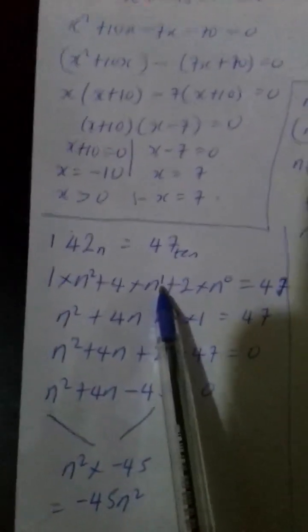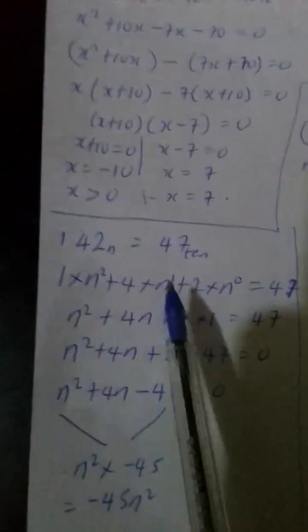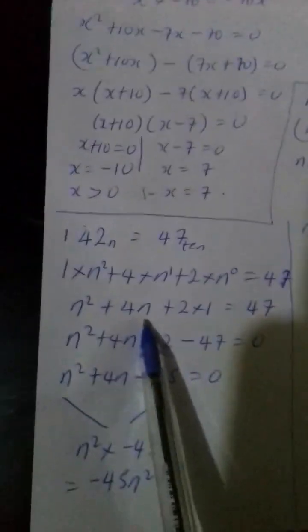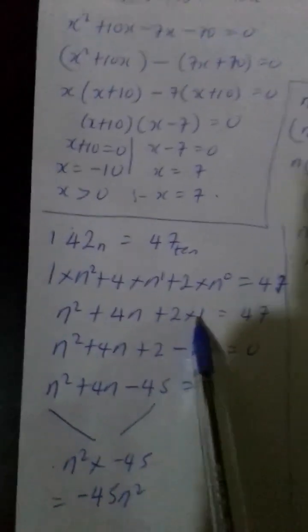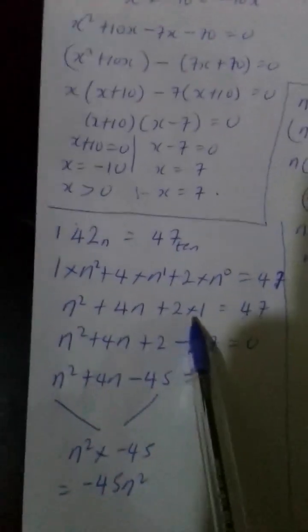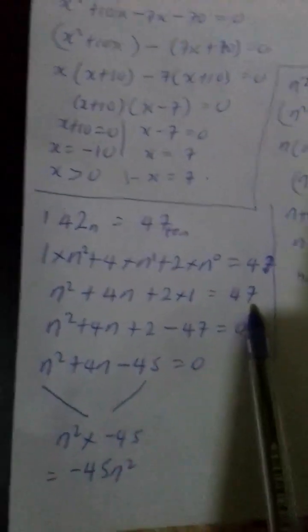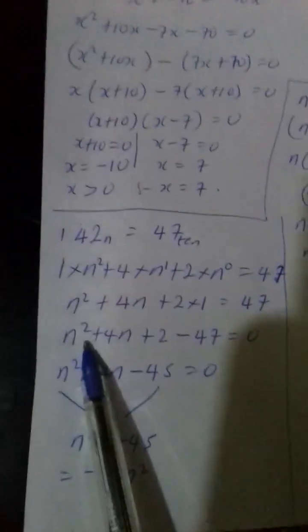N raised to power 1 is n already, so n times 4 we have 4n. And I told you anything raised to power 0 will give us 1. So 2 times 1, that's what you see there, equals 2. So n raised to power 2 is still there, 4n is there. Then 2 times 1 will give you 2.